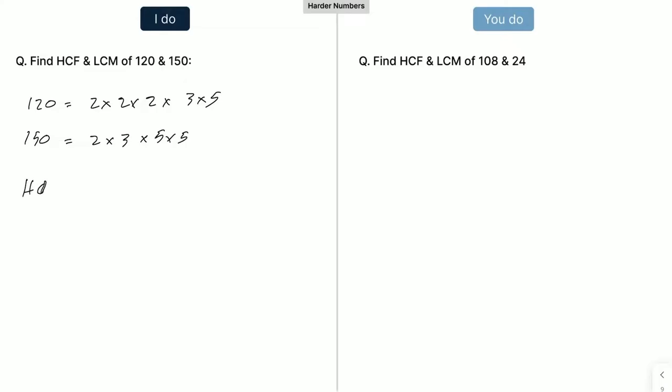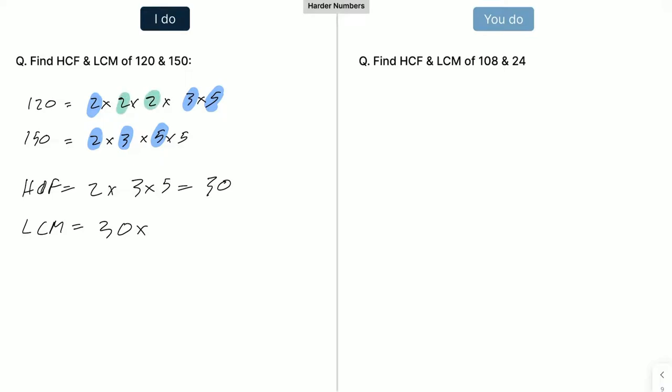And the HCF, we're going to find the matching pairs. And 5. So that's going to be 2 times 3 times 5. 2 times 3 is 6. 6 times 5 is 30. So that's your HCF. And for your LCM, that's going to be your HCF times all the remaining numbers.